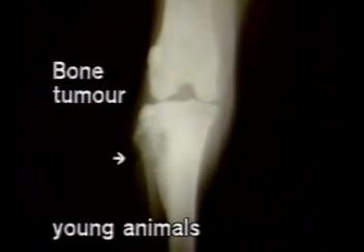Having said all this, you must be careful not to exclude a diagnosis just because an animal doesn't fall into an expected class of animal. Bone tumours, in particular osteosarcoma, can occur in young animals, such as this case of osteosarcoma in a 3-year-old Irish setter.